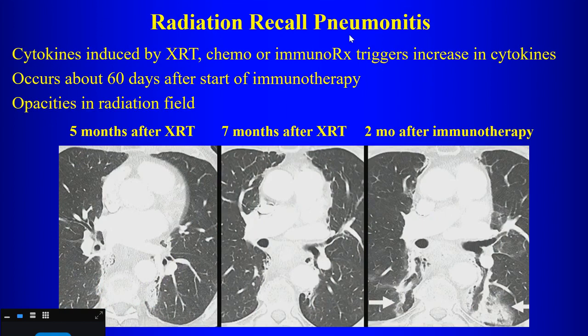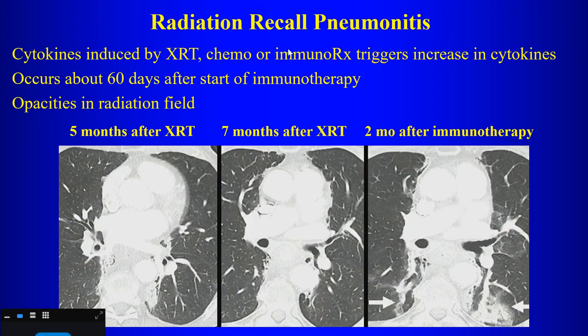Interesting phenomenon, radiation recall pneumonitis. So what happens here? 5 months after radiation therapy, we have the post-radiation changes, no surprise. 7 months after radiation therapy, things have gotten smaller, which is what you would expect. But then the patient gets immunotherapy, and all of a sudden we get these changes of radiation pneumonitis in the radiation field, but the patient has not had radiation between this CT and this CT.